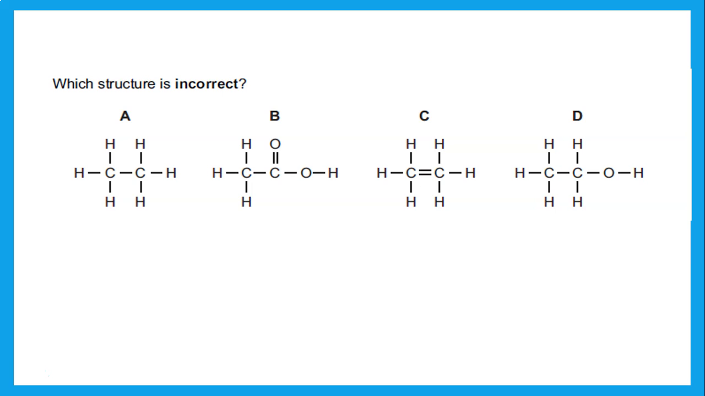Then this question says, which structure is incorrect? And we should know that since carbon is in group 4, it needs to have 4 bonds. So each carbon must have only 4 bonds coming out of it. If it has more or less than 4 bonds, then the structure is incorrect. So which of these is incorrect? It is the one in which the carbons have a total of 5 bonds. So each of these carbons has 2 bonds to the next carbon and 3 bonds to 3 hydrogens. So that's a total of 5 bonds. That is not correct.